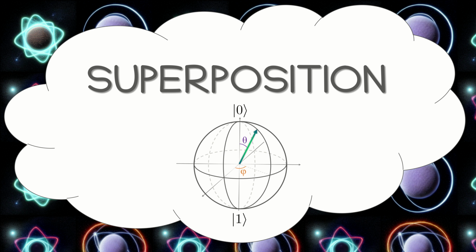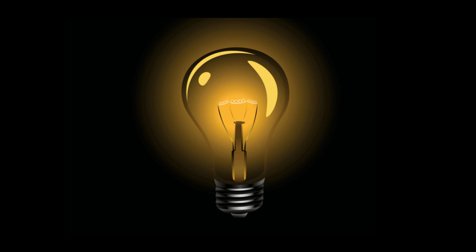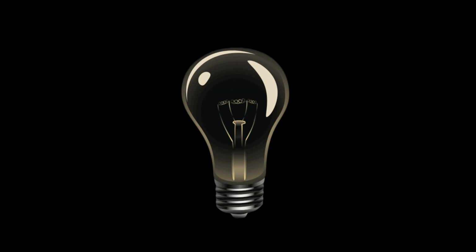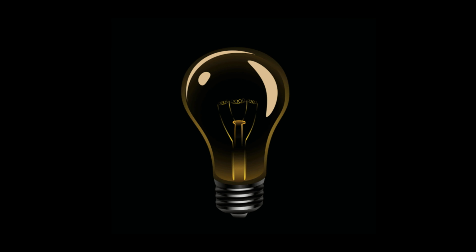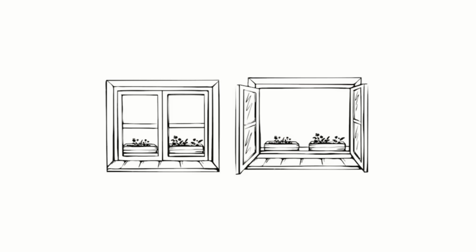Superposition. If you try to find a real-life example of something that can be in two opposite states at the same time, you probably won't succeed. A light bulb cannot be switched on and switched off simultaneously. Or a window cannot be open and closed at the same time. However, in quantum mechanics it is possible, and the corresponding concept is called superposition.